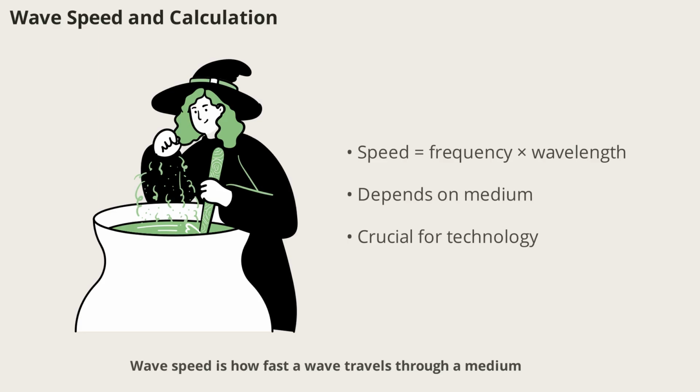Wave speed is how fast a wave travels through a medium. It's calculated by multiplying the frequency by the wavelength. Speed equals frequency times wavelength. Different waves travel at different speeds depending on the medium. For example, sound travels faster in water than in air, while light travels fastest in a vacuum. Understanding wave speed is essential in fields like communication, navigation, and even medicine.